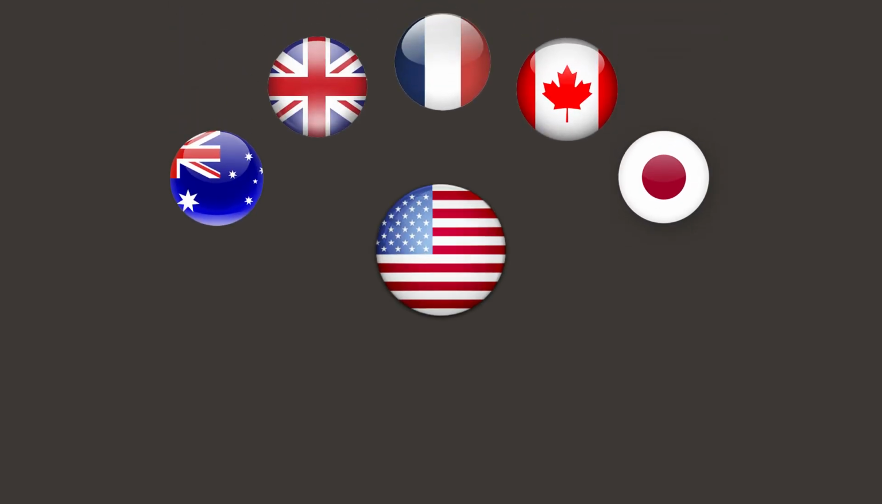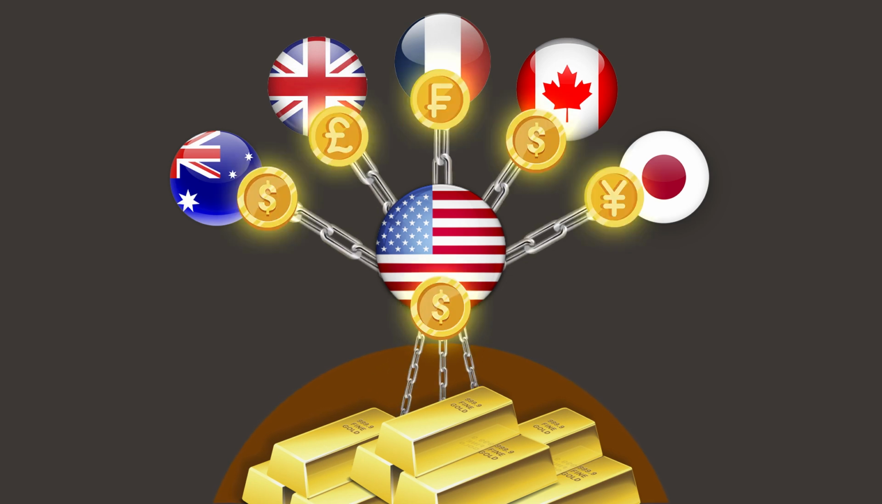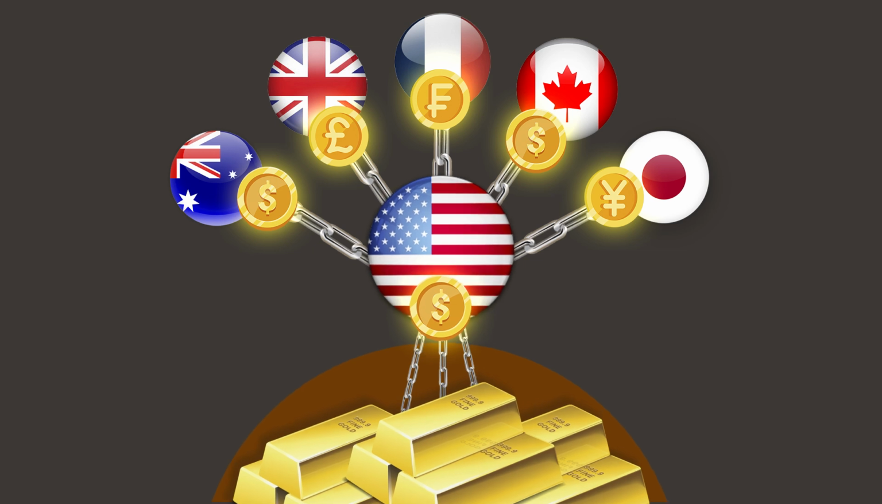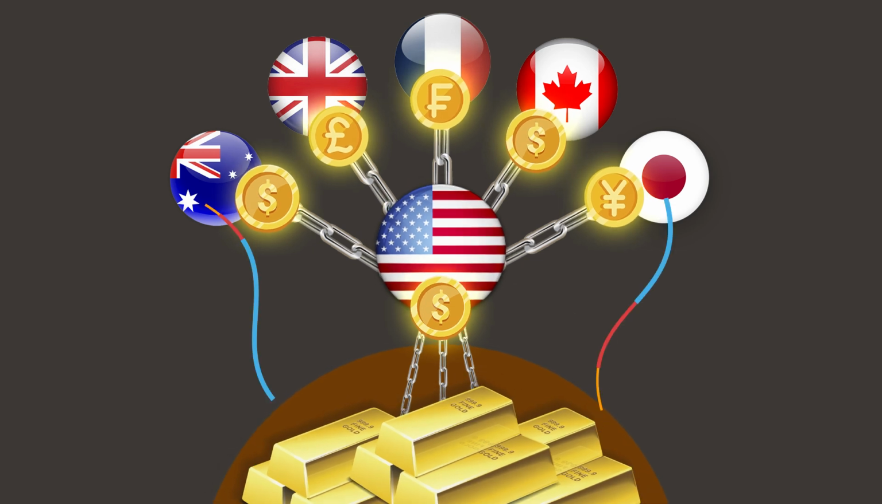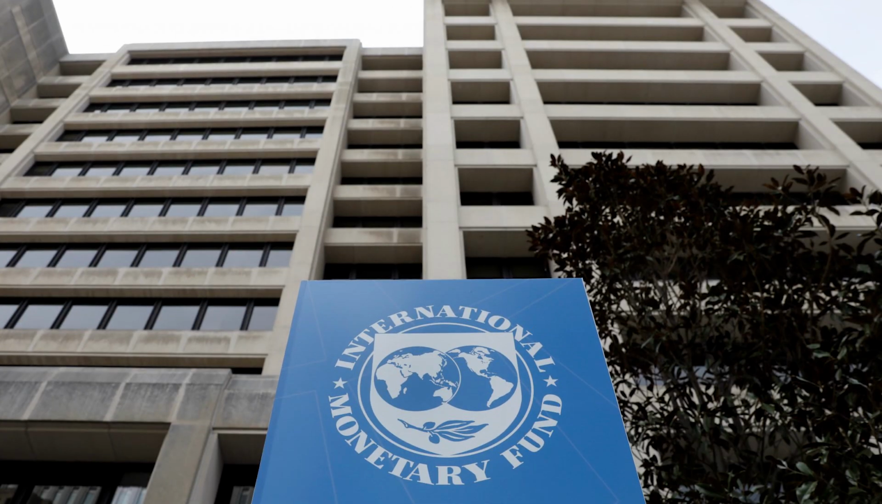As per the agreement, all the countries in the system make their currencies exchangeable for a set amount of US dollars, and the US dollar itself would be exchangeable for a set amount of gold, such that 1 ounce of gold or 28.35 gram of gold would be worth $35. In this new system, the US dollar was backed by gold, which indirectly made currencies of all the participating nations gold backed in their own right without requiring them to keep massive gold reserves themselves. On top of that, the Bretton Woods Agreement gave rise to the formation of two major organizations, the World Bank and the International Monetary Fund, or IMF.